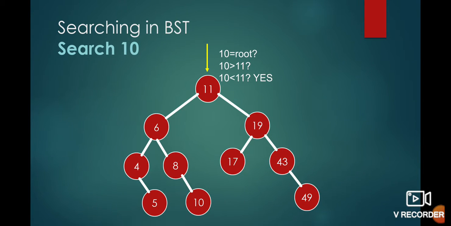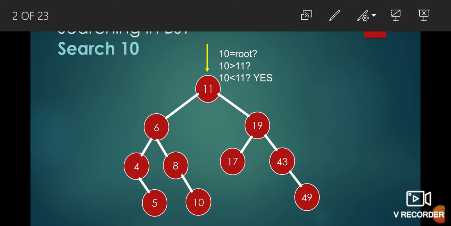If I have a question, let's search 10. I have a binary search tree here, and the question is to search 10. So let's see how to do it. First of all, you should know what a node or a root of a tree is. The root is this one, the starting one, from where it forms two subtrees, the left subtree and the right subtree. So this is the root node.